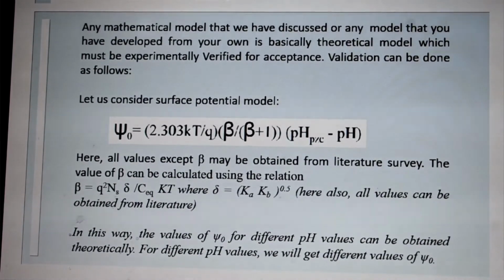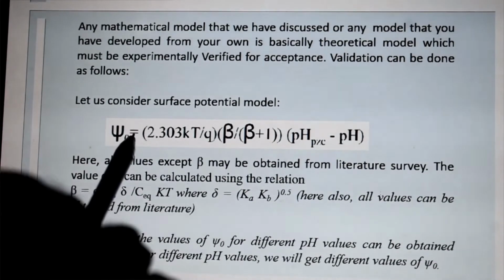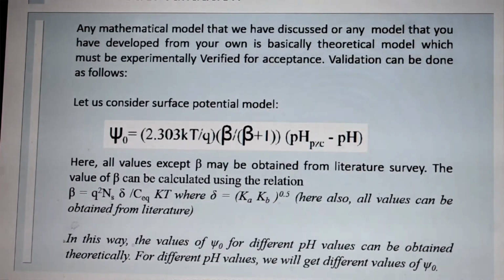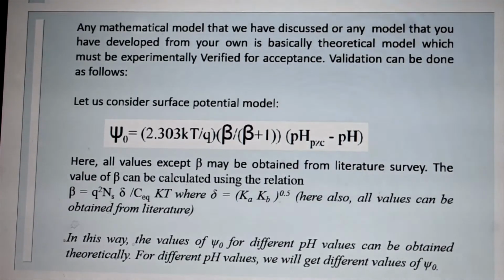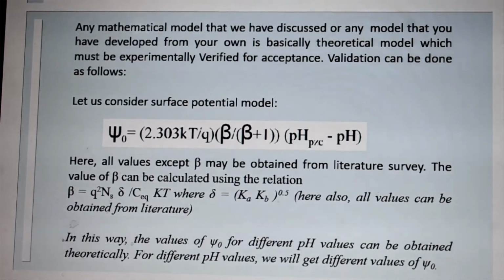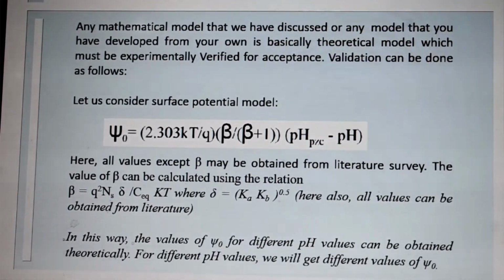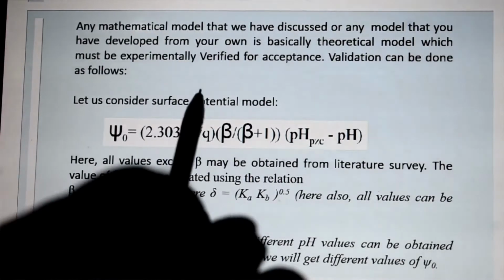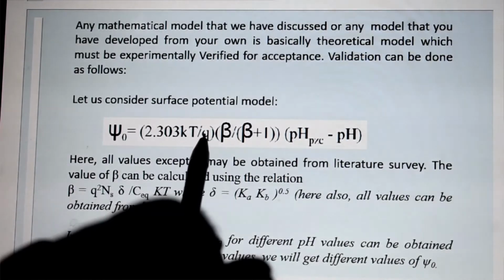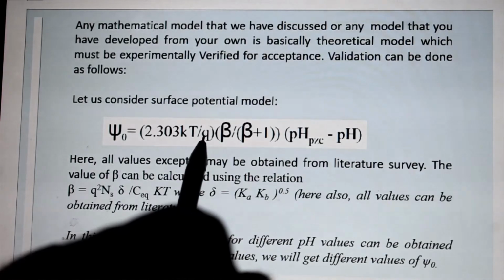Let us consider a surface potential model, which is defined by this equation. It is actually Bousse's model. Here, all values except beta, a sensitivity parameter, are obtained from literature survey. From different literature, you will get the values of Boltzmann's constant K, that is a known value, T the absolute temperature at which the experiment has been performed, and Q the electronic charge.